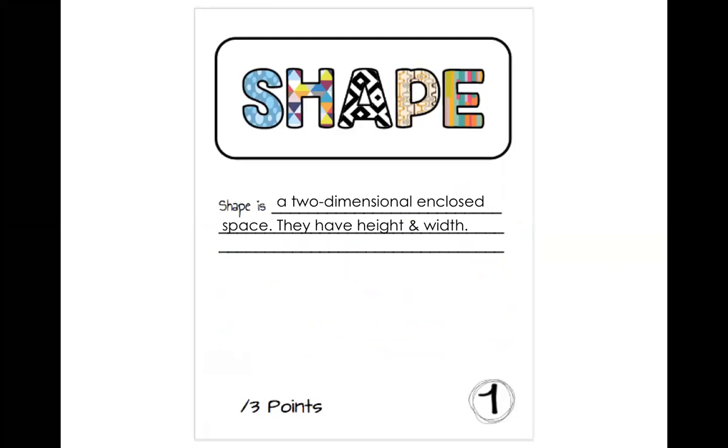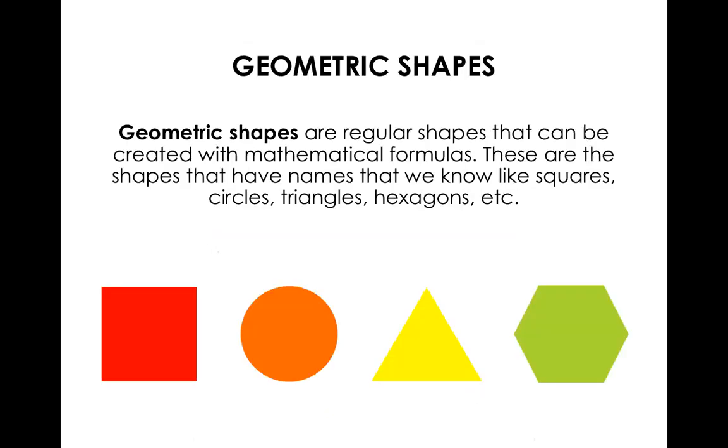If we were in person, what we would do is we would color in the word and we would write it together. But for right now, since we're online, we're just going to do it this way. That way you guys don't get behind. Okay. So on the first one today, you will just type in the definition, a two-dimensional enclosed space that has height and width. Okay. So that's page one.